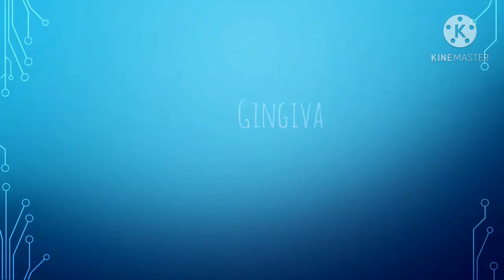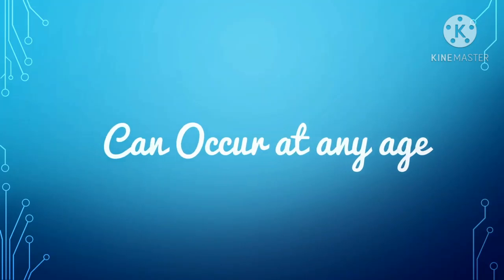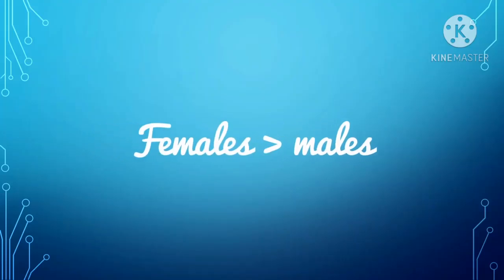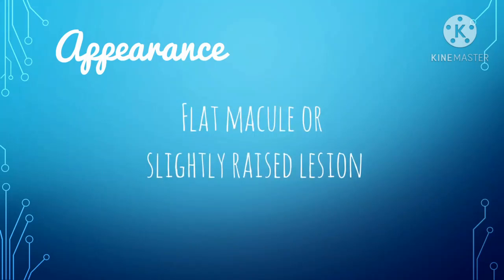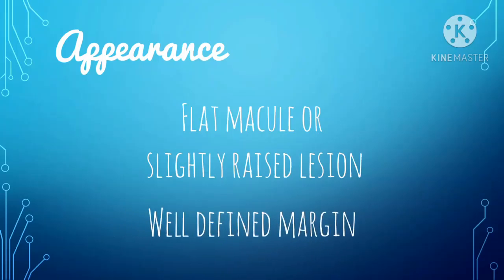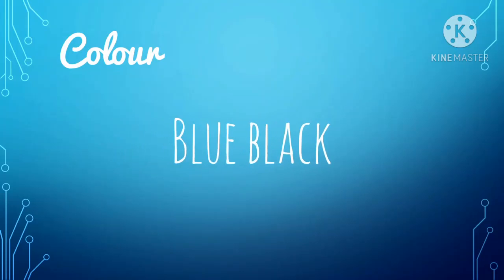It can occur at any age, but it is rarely seen below the age of 12 years as amalgam restorations are not used before the age of 12 years. Females are more commonly affected than males in a ratio of 1.8:1. It is described as a flat macule or sometimes slightly raised lesion with margins being well defined or diffuse in other. Pigmentation is blue-black in color. It may gradually increase in size.